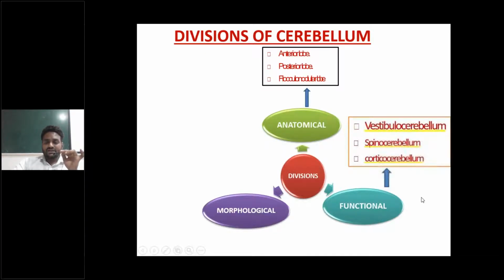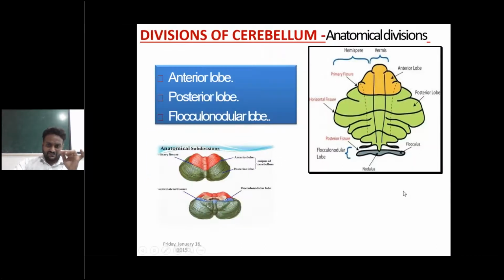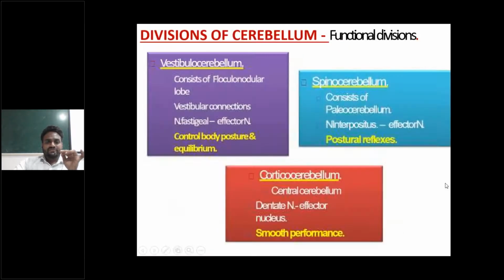Anatomical consists of 3 lobes: anterior lobe, posterior lobe, flocculonodular lobe. Functionally it has 3 parts: vestibulocerebellum, spinocerebellum, corticocerebellum. And morphologically: archicerebellum, paleocerebellum, neocerebellum. So these are the divisions of the cerebellum. One by one we can see here the morphological and anatomical, and which parts of the cerebellum form the morphological parts, that also we can see here. And this one is the divisions of cerebellum functionally: vestibulo, spino, and corticocerebellum. So this is about the divisions of cerebellum.